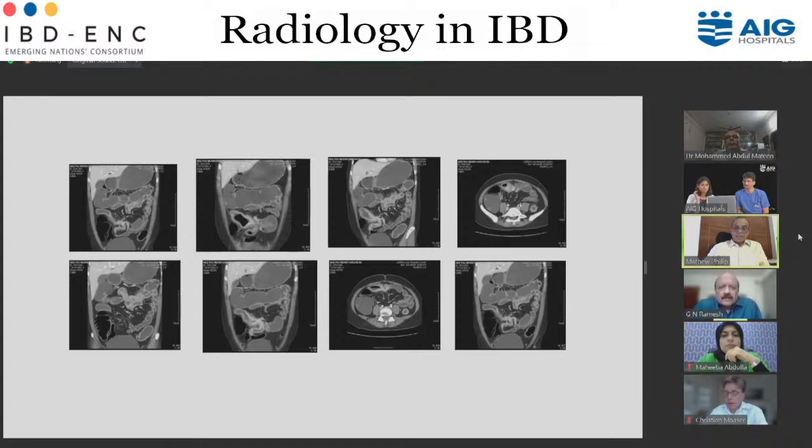Well, I'd like to make a point here. Next slide, please. It all depends upon the inflammatory markers. What are the inflammatory markers like at this time? If the inflammatory markers are all negative, which means that it is predominantly fibrotic, it is unlikely to respond to any form of medical treatment, and so an early surgery would probably be appropriate.